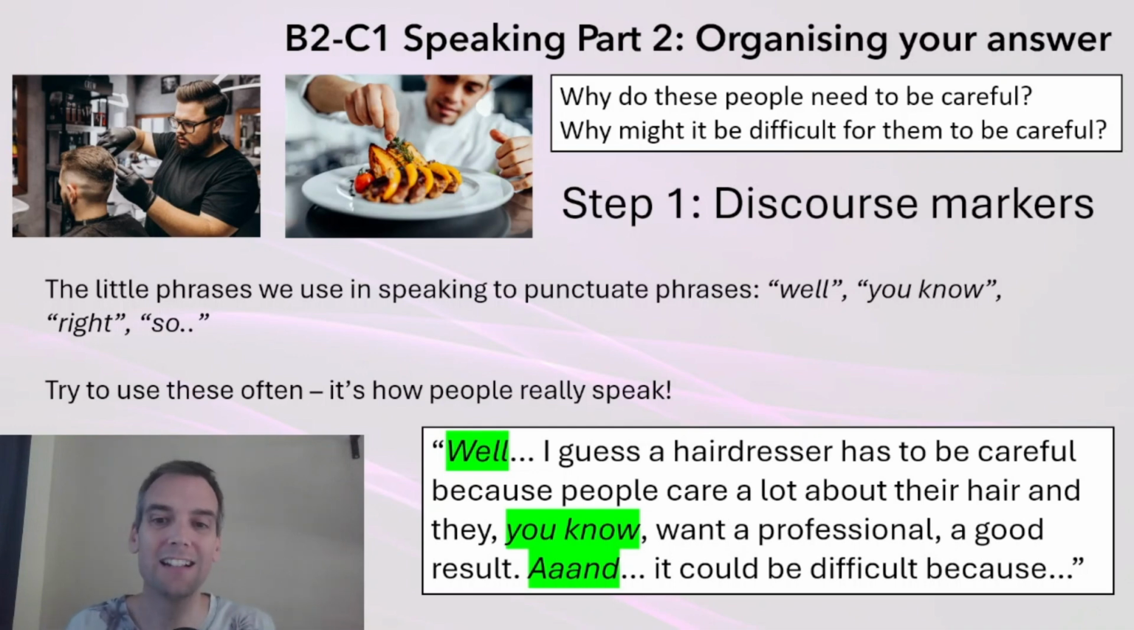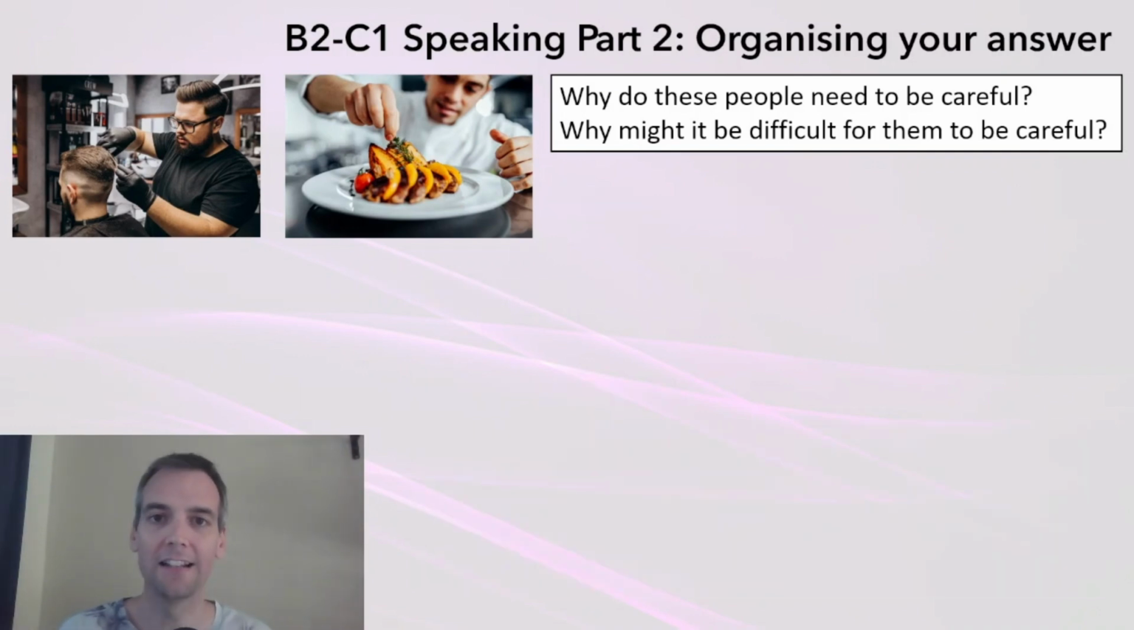But you notice the little discourse markers are indicating that I'm going to start making my point. They're indicating that I'm talking to the examiner, I'm engaging the examiner, and they're giving me a little bit of time to think of the ideas that I actually need to express to show I've got that level of English. So all of these little phrases, something you can practice, something you should be using in your speaking to help organize it. That's step 1.